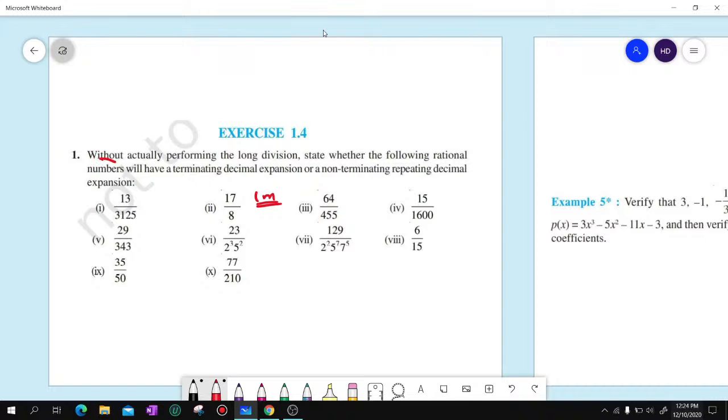Without performing long division, you have to tell which is repeating, which is terminating or non-terminating, and this depends upon the denominator's powers of 2 and 5. So it may be asked: first question, fifth question. I'm giving the probability of this question being asked as 60%. Only a 60% chance is there for this question being asked.